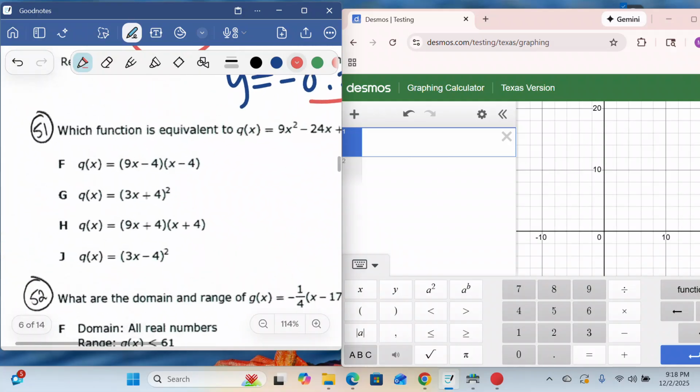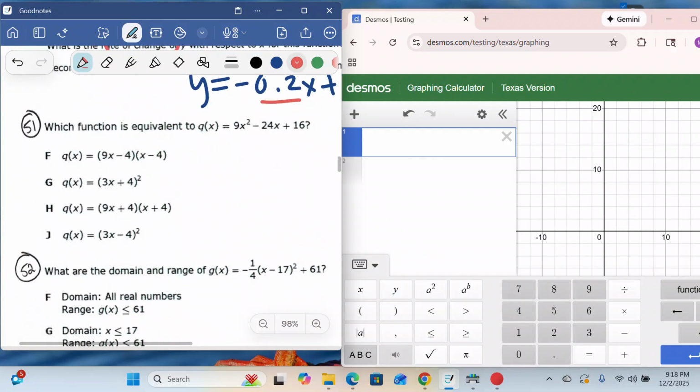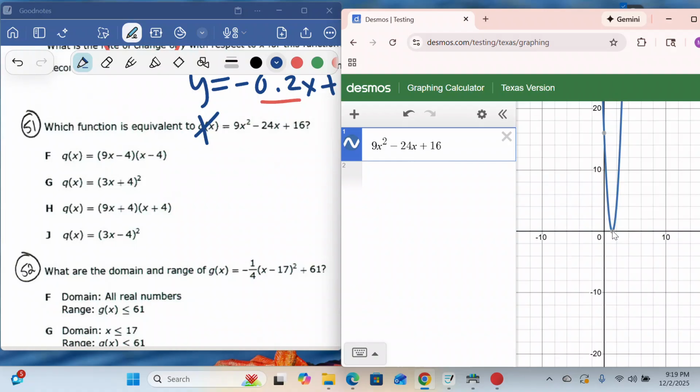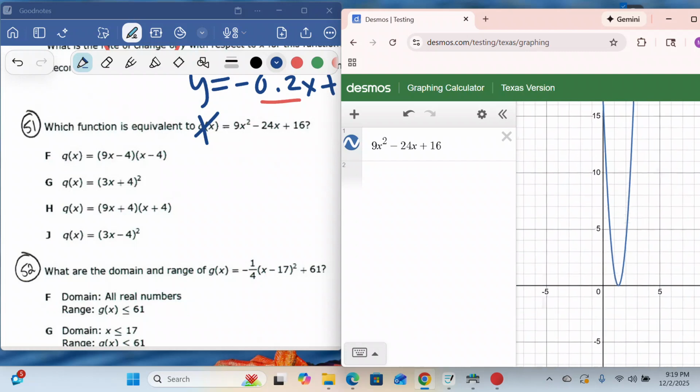So let's get on to solve number 51. All I'm going to do is input this equation, and remember, I don't want to worry about the q of x. You may want to input it, but there's no need. All I have to do is input the equation. So 9x squared minus 24x positive 16. And there it is. It's got my x-intercept, it's got my vertex, it's got my y-intercept. So now I'm just going to enlarge it a little.